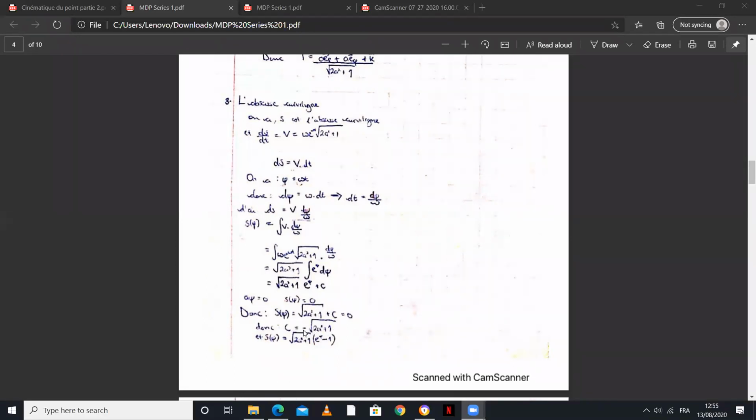Okay, so now that we have our value of c, we can substitute it there. It's going to be square root of 2a squared plus 1 times exponential of phi, minus square root of 2a squared plus 1. So there we can factorize square root of 2a squared plus 1, because it's a common term here and here. When we factor it out, what's going to be left in the brackets is this e^phi minus the 1 that remains there. And this becomes our final expression for the arc length in terms of phi, or s of phi. This is your final expression like that.